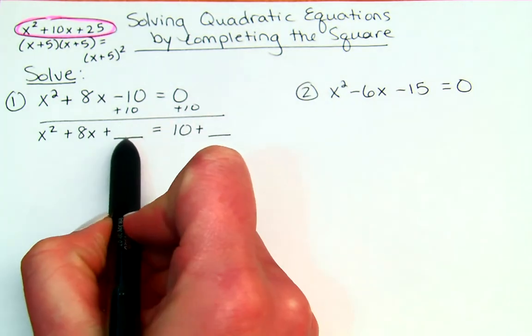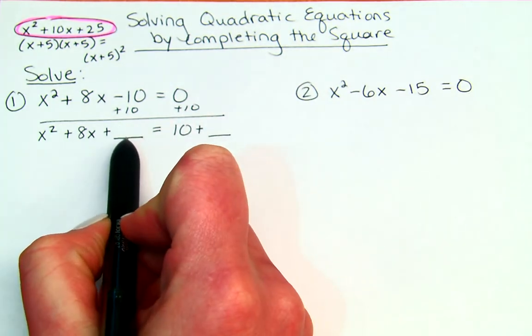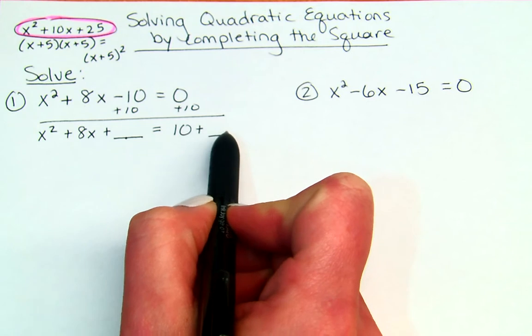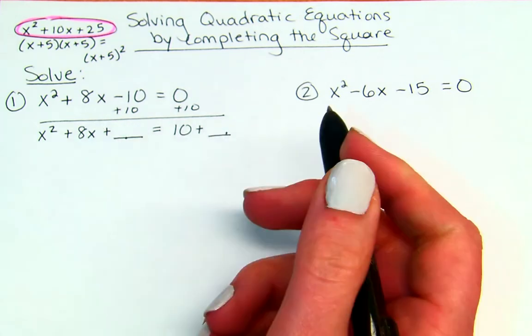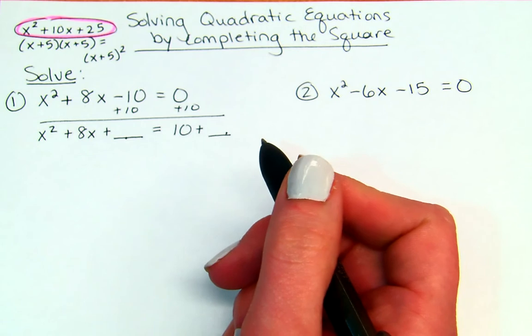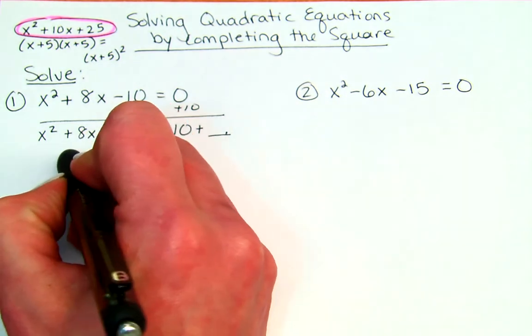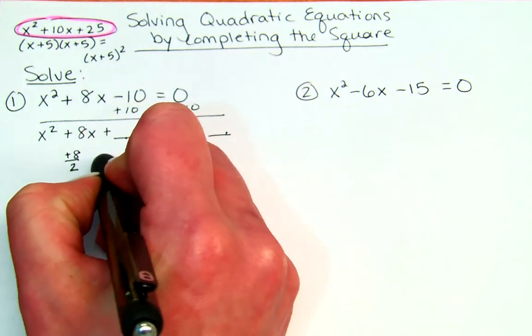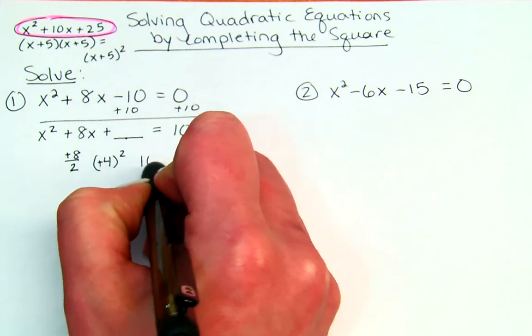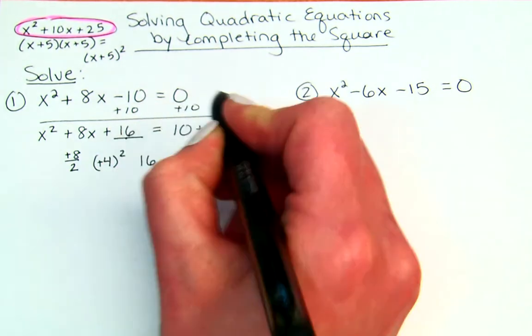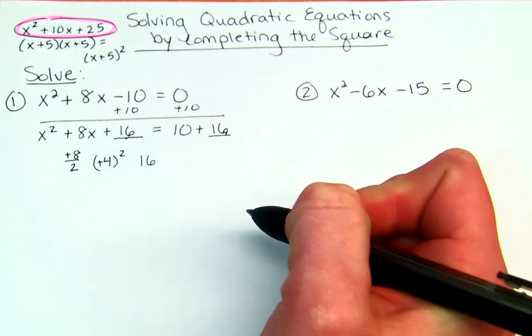Of course, if I'm going to force a number into my equation on the left, I have to force the same number in on the right. So that's why I'm adding left and right. That's also the addition property of equality. So now I'm going to take 8 divided by 2 to get 4, which is positive, and square it to get 16, and that is the number I will force on both sides.